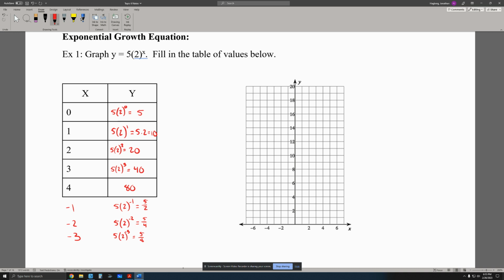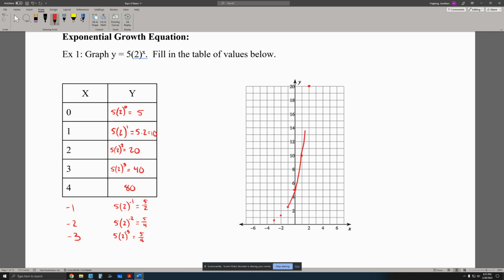We have our initial value, 0, 5, or y-intercept. And then we have 1, 10, which is up here, 2, 20, which is all the way up here. And that's all the points on the positive x-axis that we can graph. On the negative x-axis, or left-hand side, we have 5 halves, which is 2.5. So negative 1, 2.5. We have negative 2, 1.25, and negative 3, 0.625. So these values here. All right, so go ahead and sketch in that graph.